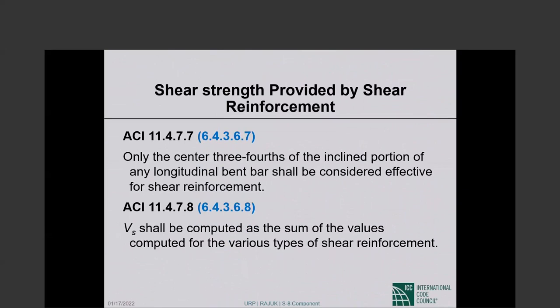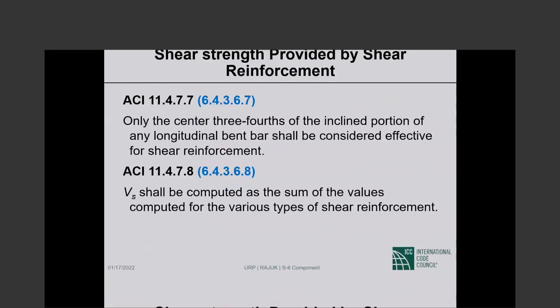Even though this is about inclined bars, I think this is important. Only the center 3/4 of the inclined portion of the longitudinal bent bar shall be considered effective for shear reinforcement. V sub S shall be computed as the sum of the values computed for the various types of shear reinforcement. This is important: if you have inclined bars and stirrups, the V sub S will be the combined contribution of the inclined bars and the stirrups.